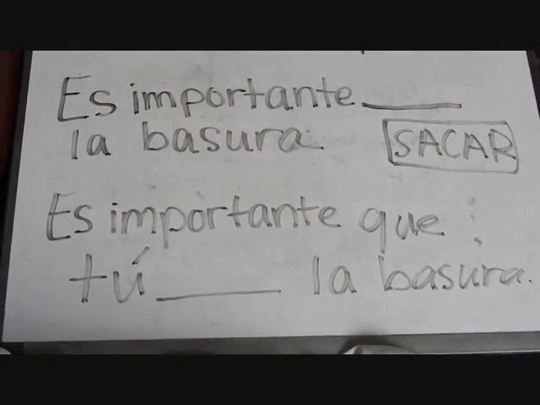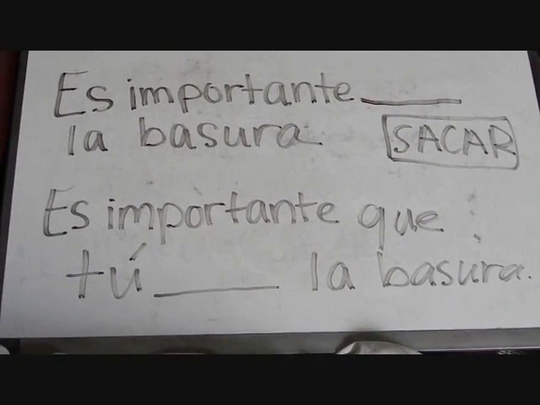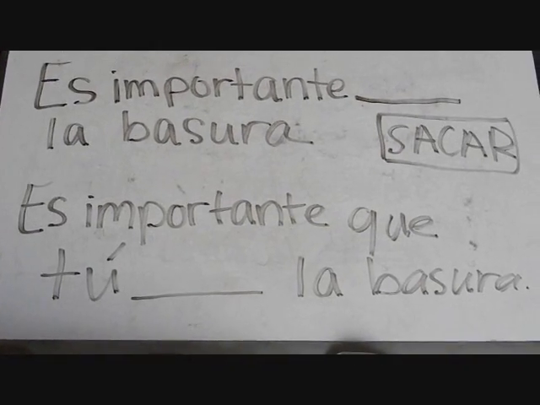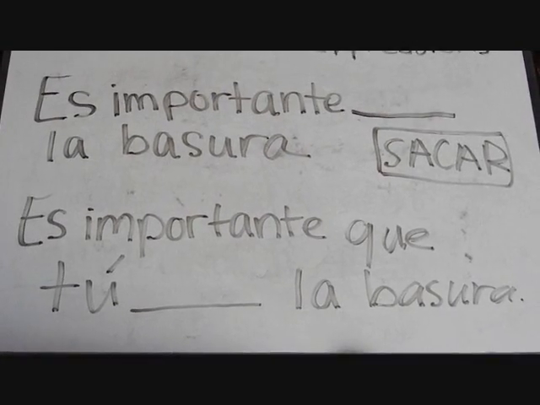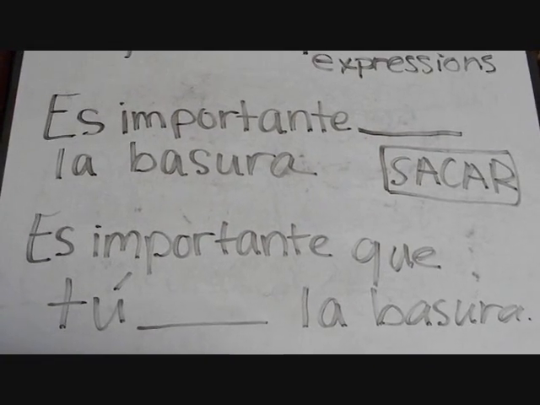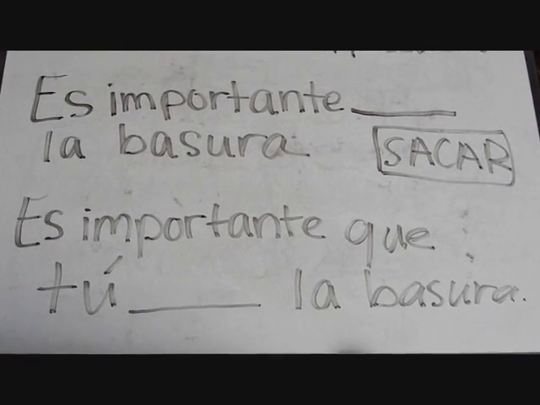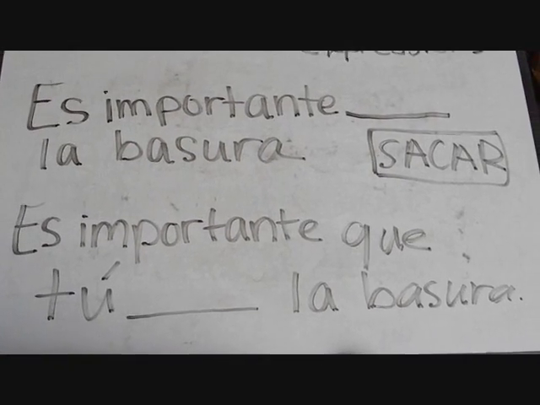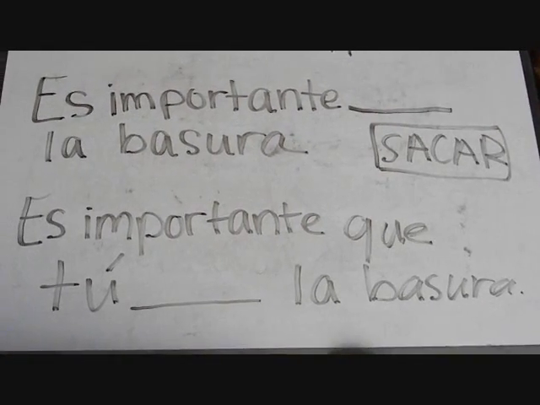Second sentence, es importante que tú la basura. It's important that you take out the garbage. So here we see our word que. That word que is very important. And we also see that we are saying that there's a specific subject that is involved with this activity. It's important that you take out the garbage. We don't know that you will take out the garbage. Just because I say it's important doesn't mean you're going to do it. So it is uncertain. But we're saying that you will take out the garbage. So it's going to be saques. Es importante que tú saques la basura. It's important that you take out the garbage.